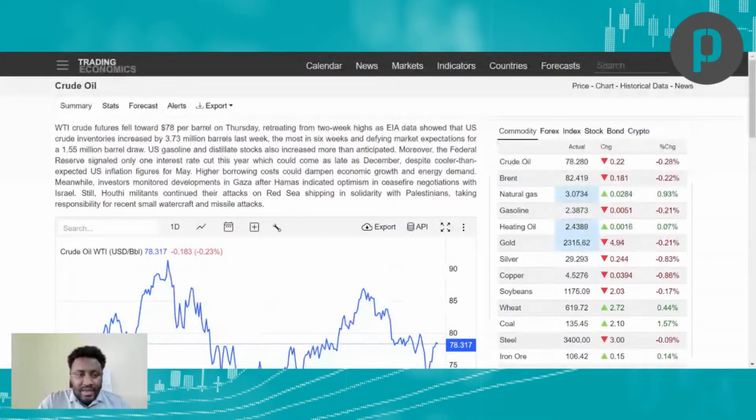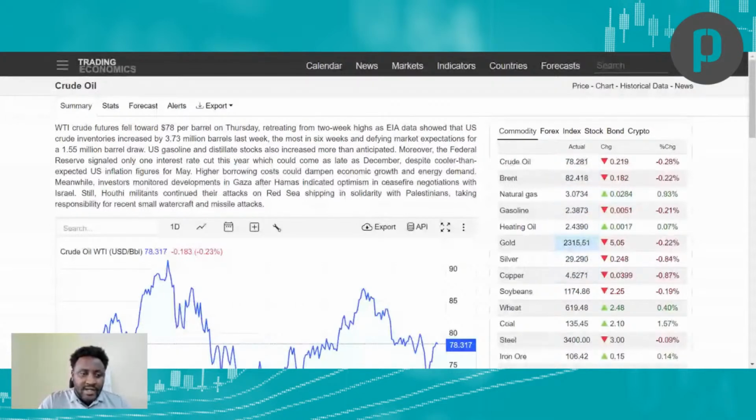Moreover, the Federal Reserve signaled only one interest rate cut this year, which could come as late as December, despite cooler than expected US inflation figures for May. So higher borrowing costs could dampen economic growth and energy demand. Meanwhile, investors monitor developments in Gaza after Hamas indicated optimism in ceasefire negotiations with Israel.